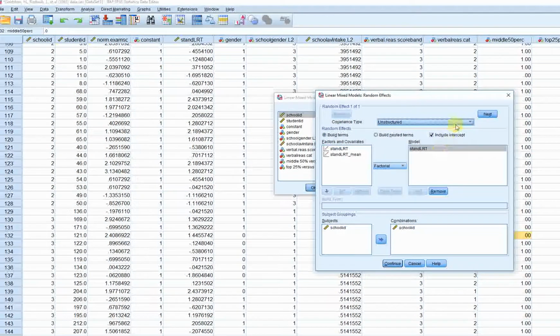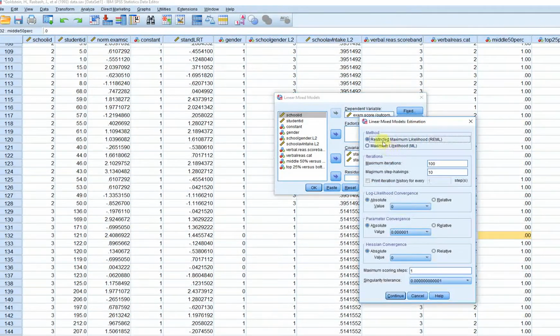I'll be honest, it doesn't happen a lot of times, but it does happen that by doing this, you're estimating an additional parameter, and so the data can become too complex for the model to be correctly estimated. And then you get a nasty little warning message. It looks like it's worse than it is, but basically what you have to do is maybe simplify the model. You might then choose to go back to the variance components or something like that. But for this illustration, we're going to stick with unstructured and click on continue.